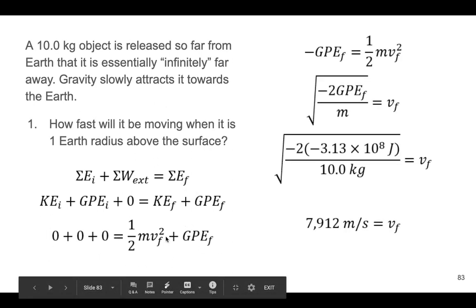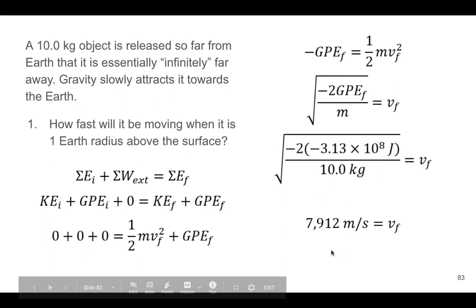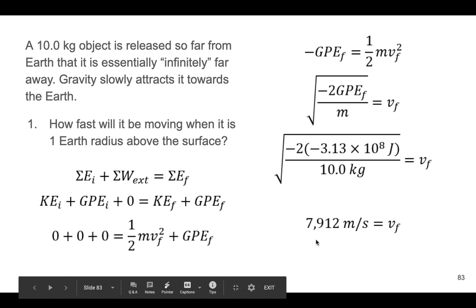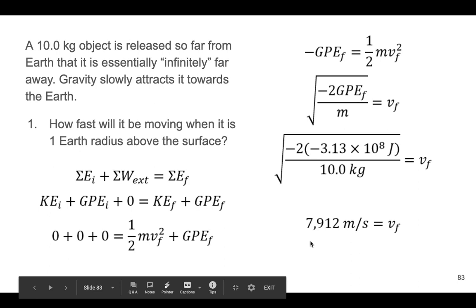So I took this math, subtracted negative GPE to the other side, and did some algebra to solve this for V final. You might be a little worried at this point that I'm going to be taking the square root of what looks like a negative number, but remember, it's not going to be a negative number because my GPE is going to be negative. So negative times a negative will give me a positive. So we'll get the square root of a positive number. You do all this stuff, and you get a fairly big number, 7,912 meters per second for our final velocity. So that's about 8,000.